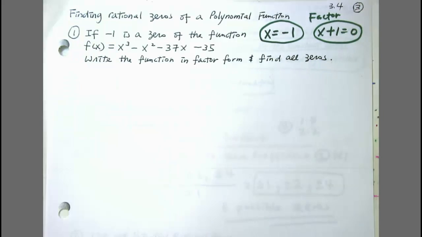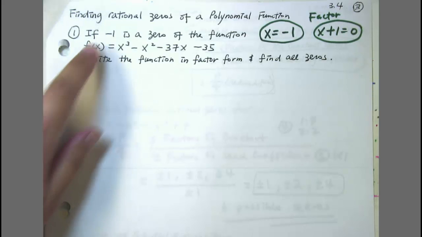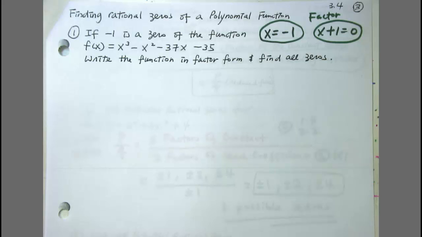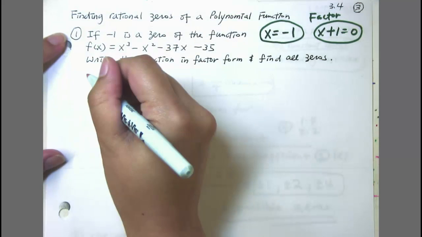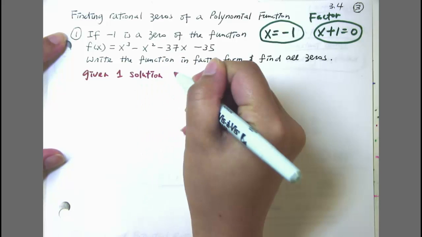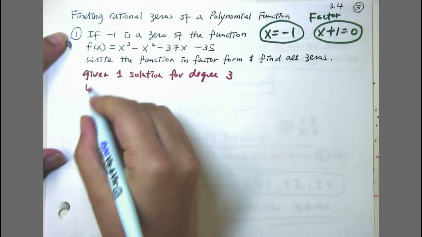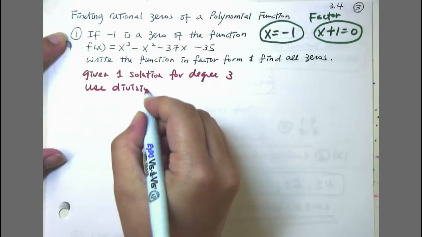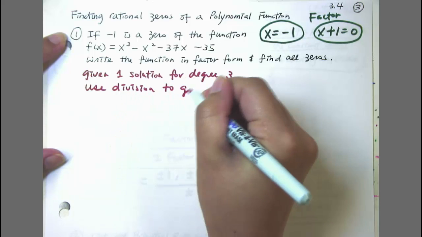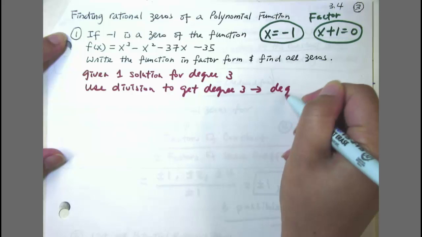So you know that. And then what is the best way to get a degree 3 to a degree 2 if you know one of the factors or one of the solutions? So hopefully you know that it's going to be division. So the way we're going to do this is, you are given one solution for a degree 3. So what you can do is use division to get degree 3 down to a degree 2.